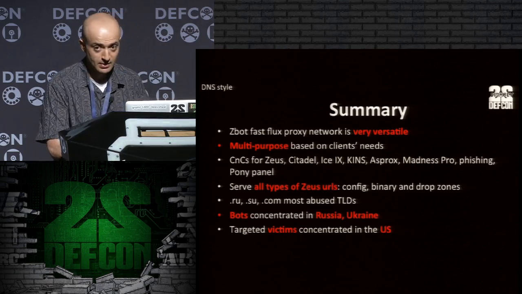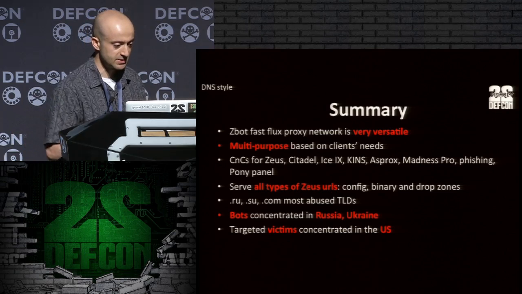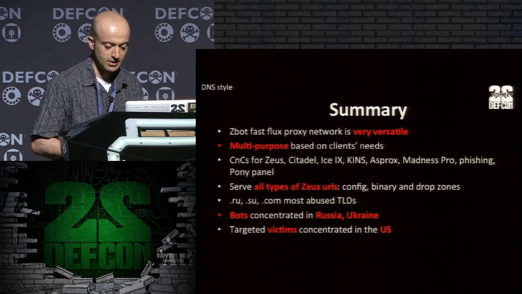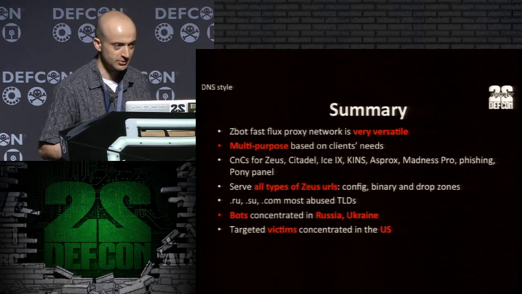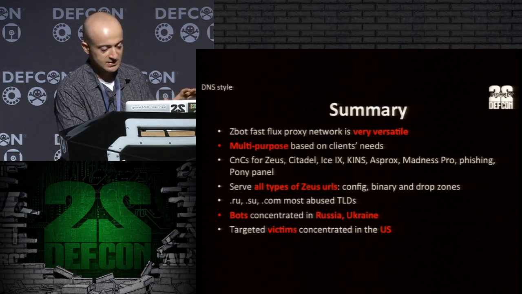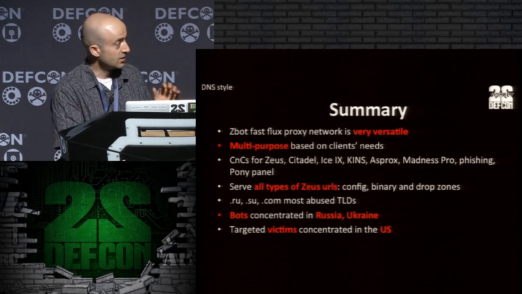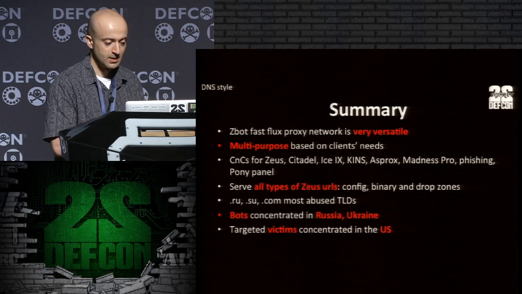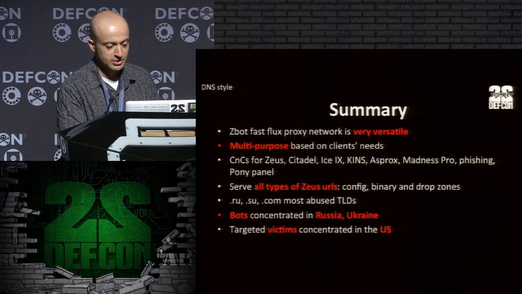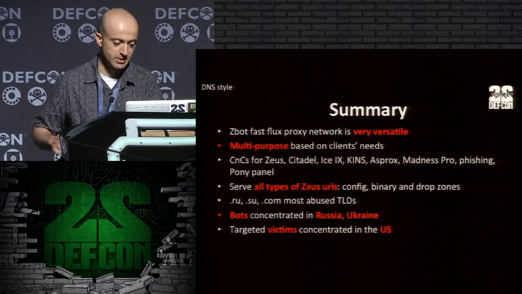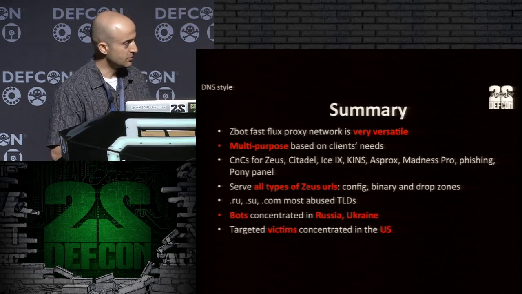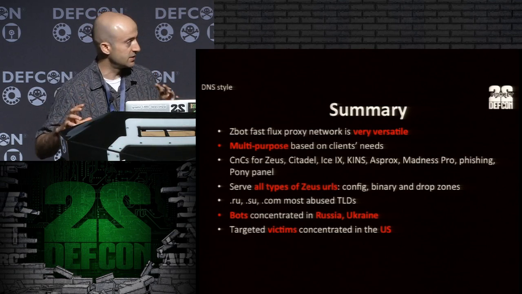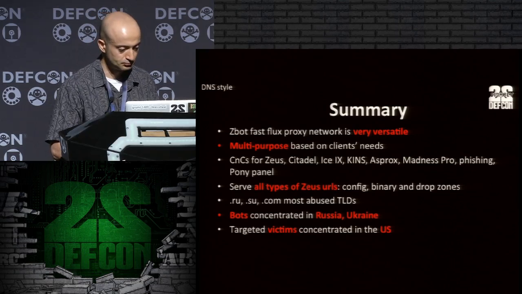So in summary, about this part dealing with DNS, we shared with you information and research about the ZBot Fastflex proxy network. I mean, Fastflex has been around, people know about it, but in this case, this Fastflex proxy network is alive. It's very active, it's multi-purpose, used by a variety of malware, and it's mainly hosted in Russia and Ukraine, targeting machines in North America, and abusing mostly .ru and .su. So that's interesting to look at this very current threat.